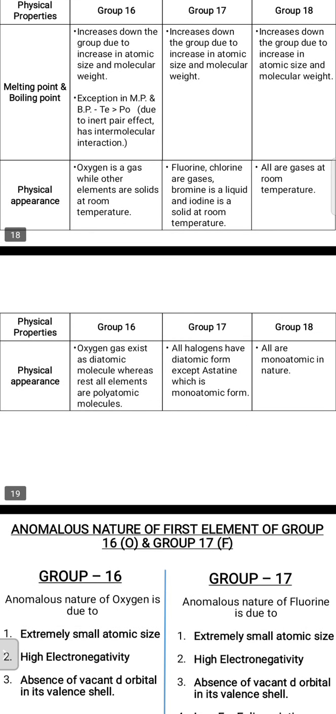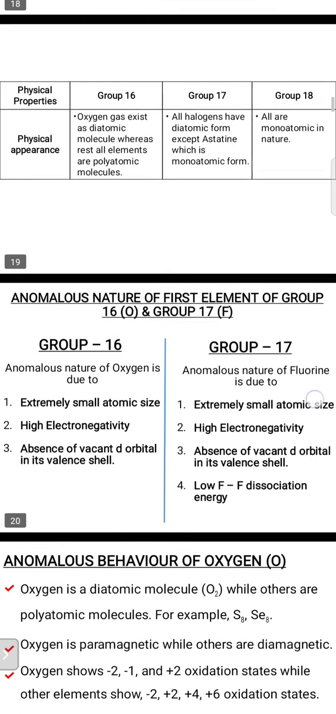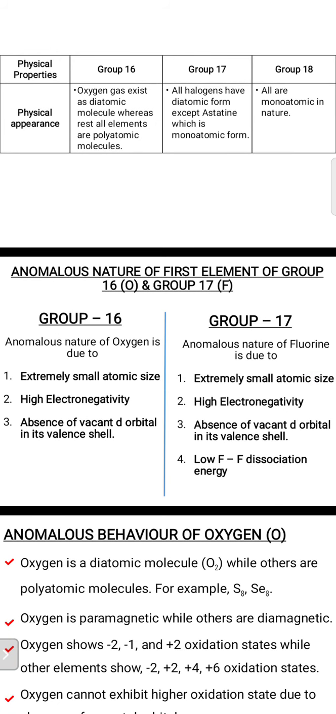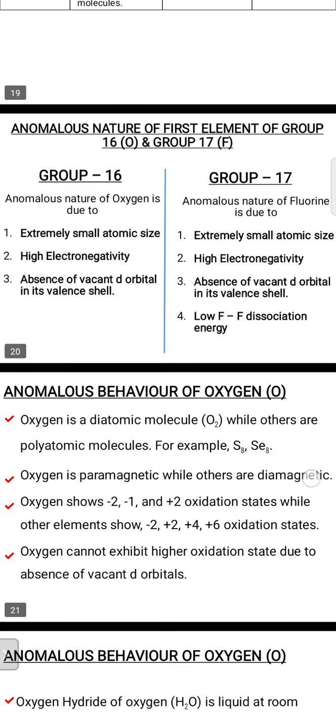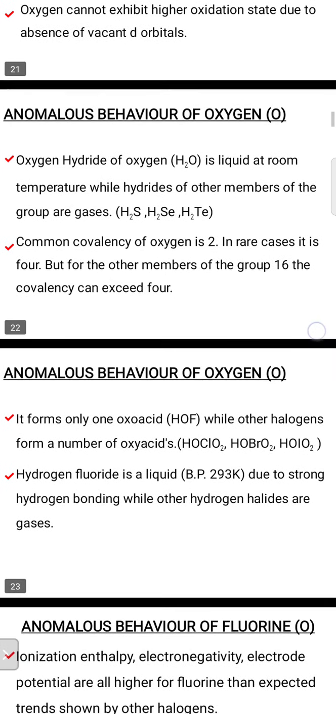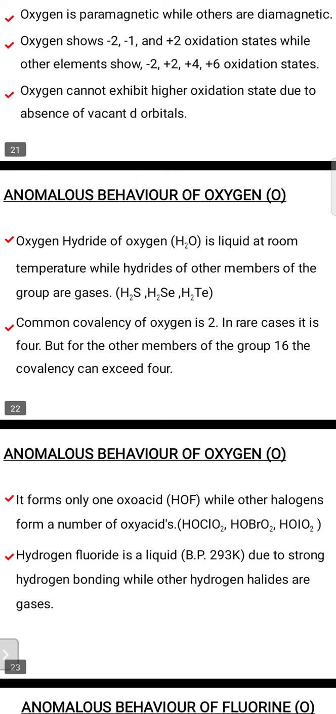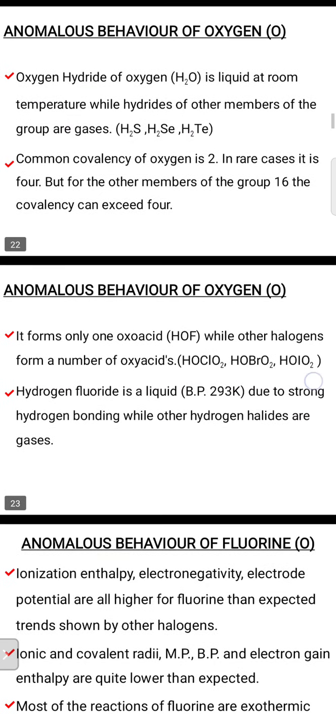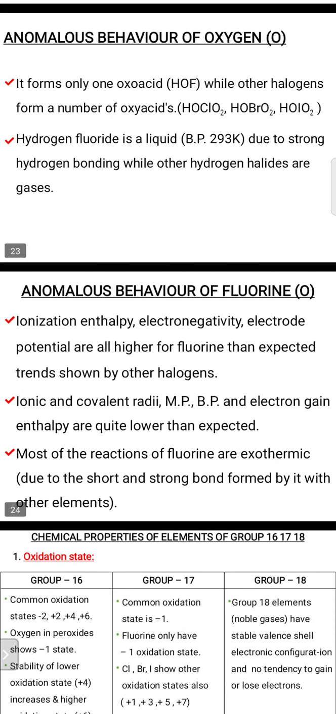Then we discussed the anomalous behavior or anomalous nature of the first elements of group 16, 17, that is oxygen and fluorine. In detail we have discussed their anomalous nature, and we discussed in much more detail their melting and boiling points also, as well as the exothermic nature of the reactions.